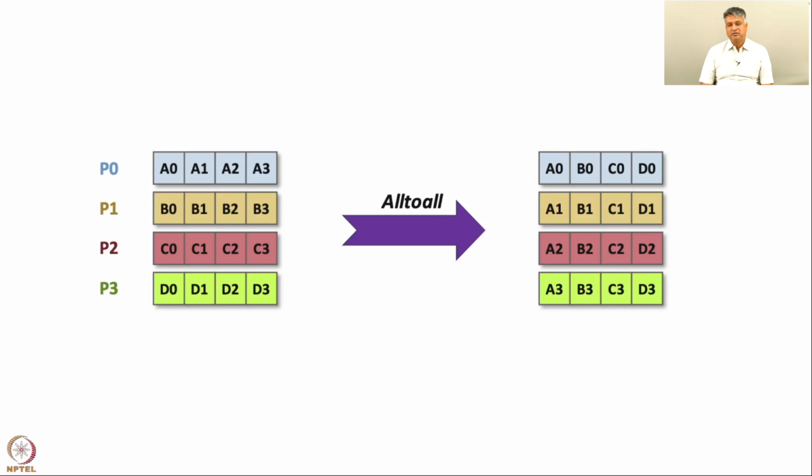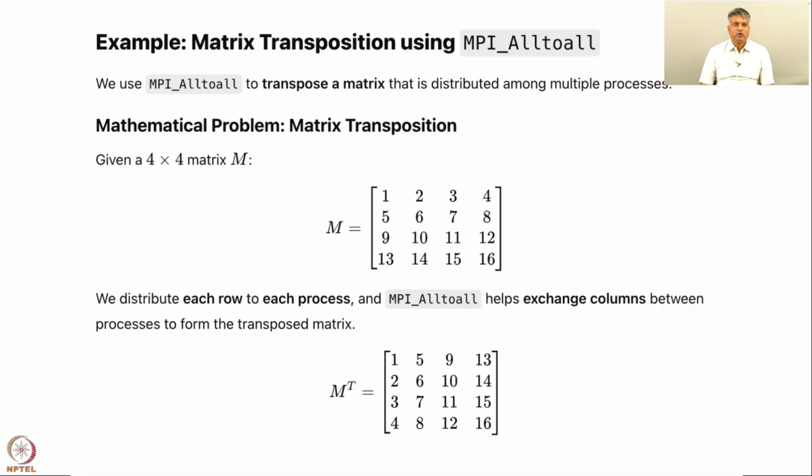Let us see how this can be used mathematically. The example that we have is a matrix transpose. We use MPI all-to-all to compute the transpose of a matrix by distributing it across multiple processes. Assume that you have a mathematical problem and you have a simple 4x4 matrix over here, where the elements are initialized as: in the first row 1, 2, 3, 4, second row 5, 6, 7, 8, third row 9, 10, 11, 12, and the fourth row 13, 14, 15, 16.